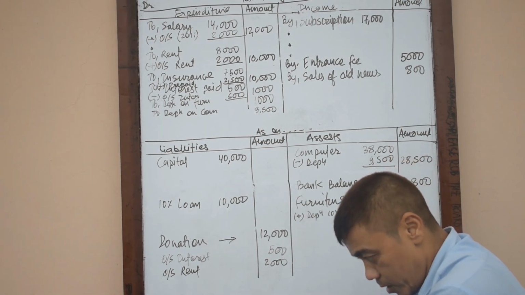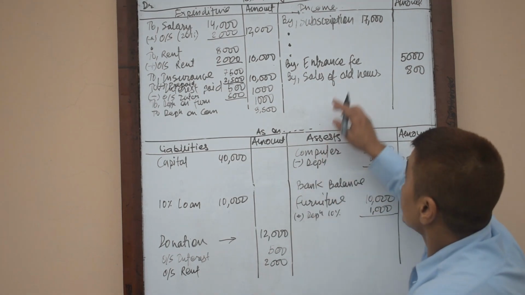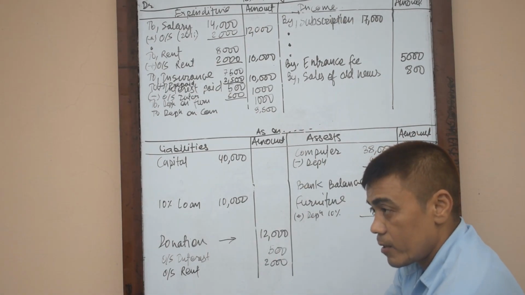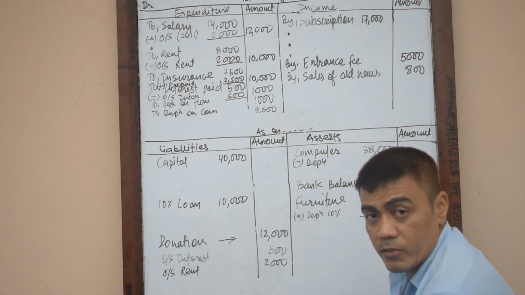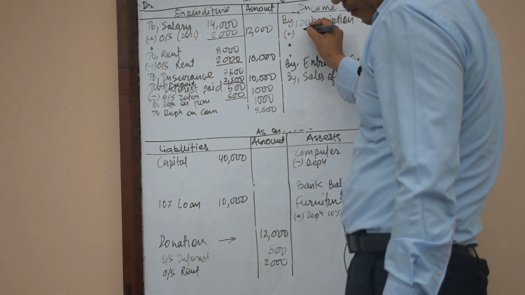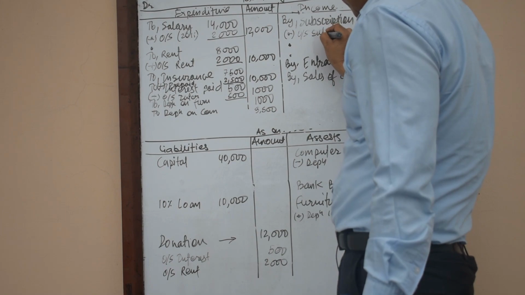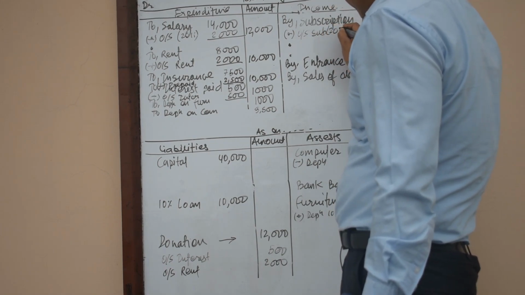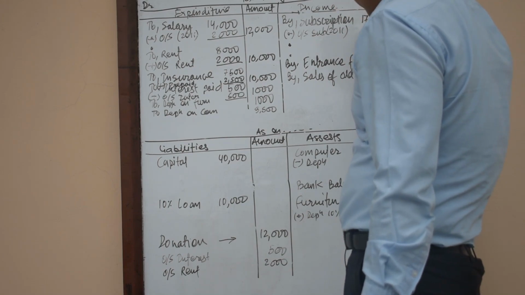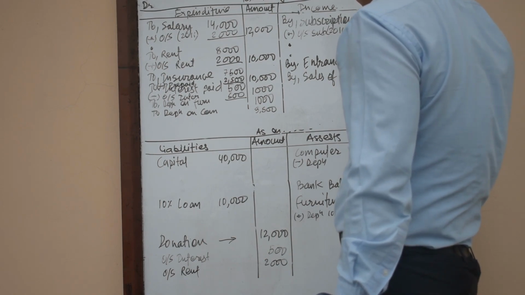And next one is outstanding subscription 3,000, it is given. That means when we collected 17,000 subscription in this year, 3,000 of the previous years was also included in this, so that should be deducted. So I'm deducting from here, minus outstanding subscription of 2011, 3,000, so 14,000 becomes the subscription income.